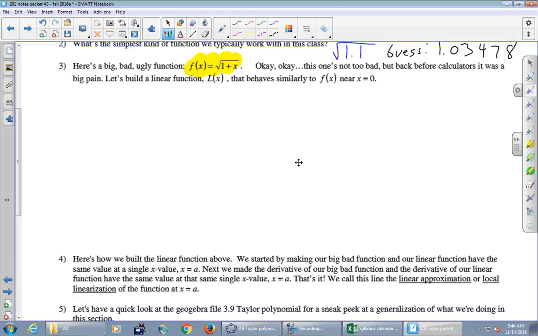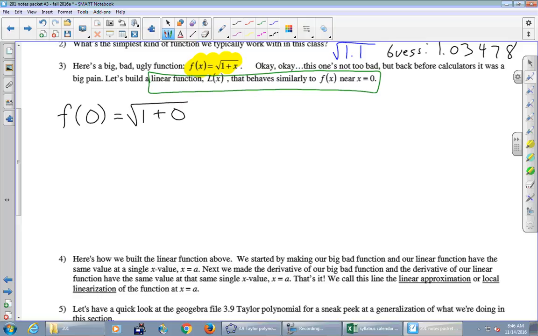Here's what we're going to do. We're going to approximate that guy right there with a linear function that behaves similarly to the original function near x equals 0. And here's our technique. We are going to find f of 0. 0 is part of the problem. How much is f of 0? Okay, so f of 0 is 1.